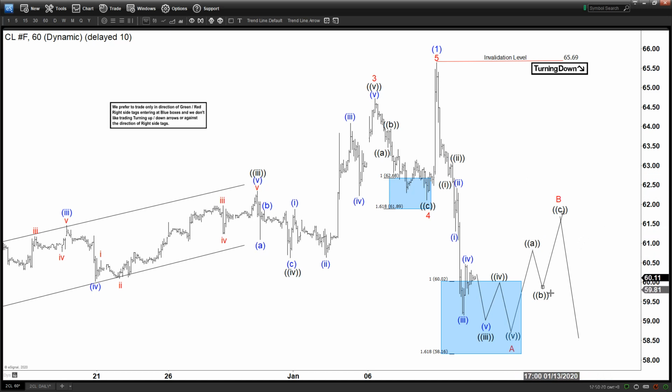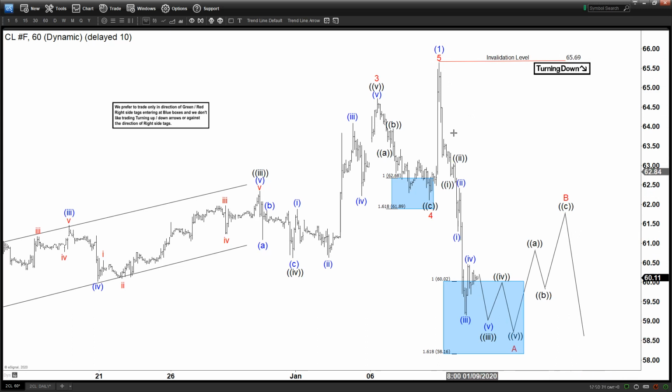And if it ends, then we should be looking for a bounce before another leg lower again in the C leg, as long as the bounce stays below the peak we got from yesterday. Okay, so overall then, due to the impulsive structure to the downside, we're still looking for at least another leg lower.